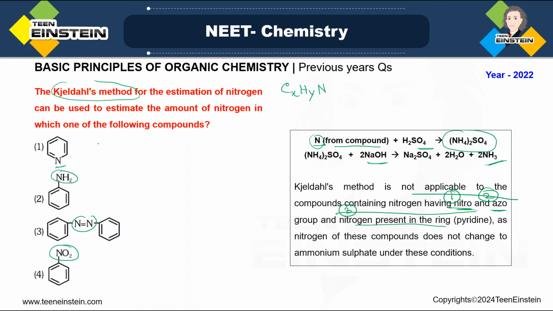Number 1 you can see, that is a nitro group in this one. An azo group is present here, so not possible. Nitrogen present in the ring, pyridine, so this is also not possible. Number 3 condition is present here. So only one option is left, which is aniline, this one. So why can you not apply this method to these compounds? Because these compounds do not change to ammonium sulfate under these conditions. If this first reaction is not occurring, then how will you be able to do the next steps? This must occur. So that is why aniline will be the correct option.